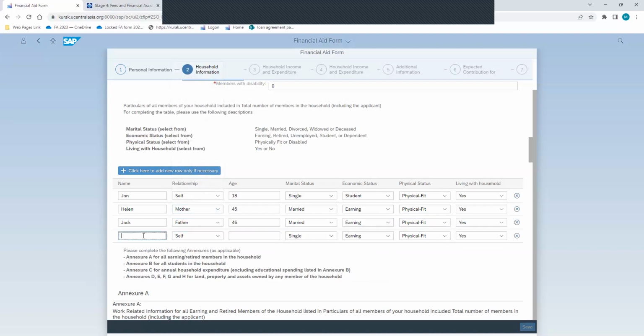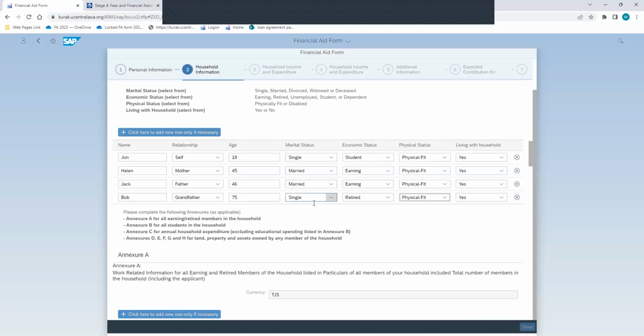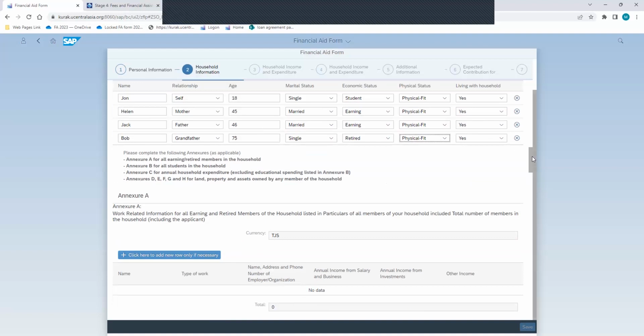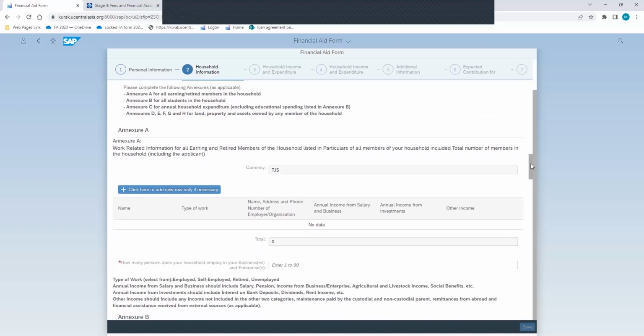All right, and now the grandfather, let's call him Bob. Bob is the grandfather. I'm choosing grandfather here. He's 75 years old and he's single. He's retired. I'm choosing he's retired. He's physically, hopefully he's fit. And yes, he's living with us. So it's done. Now we have to fill out the annexure.